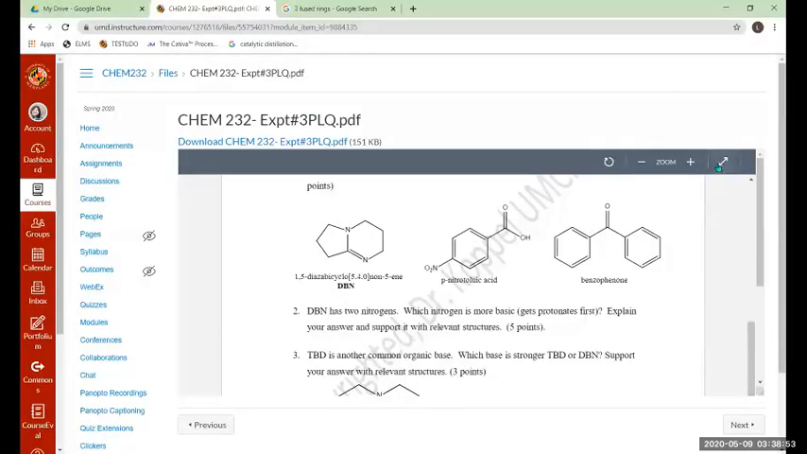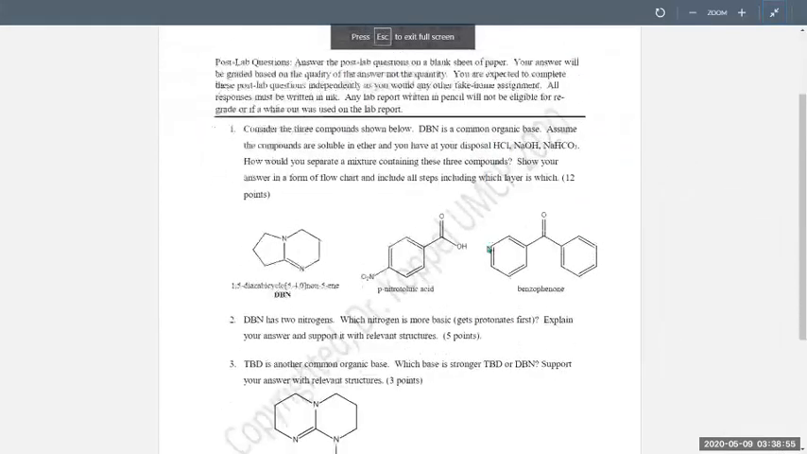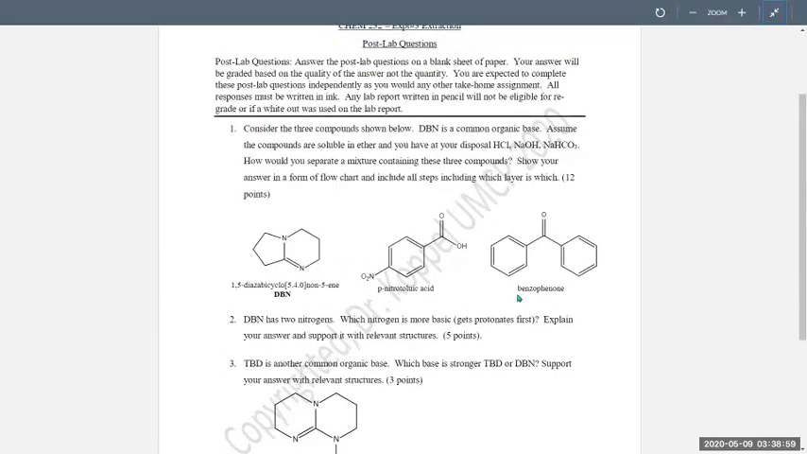Okay, so here's experiment 3 post-lab questions. Something like this, you can get more practice, redo this problem, so you should be able to ID what these are. Are they acids, are they bases, are they strong, are they weak, are they neutral? So here you can see it's neutral. Usually when you have ketones or just benzene rings, those are organic or neutral compounds.